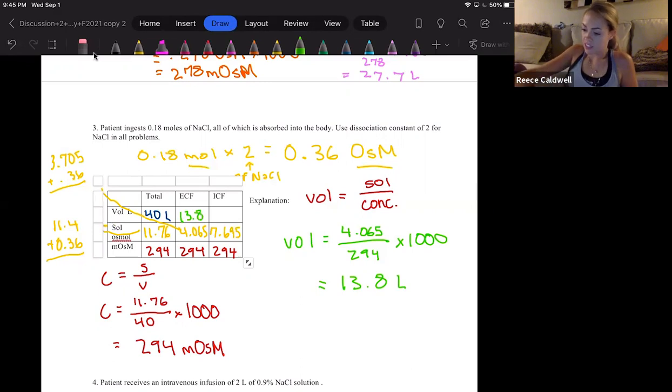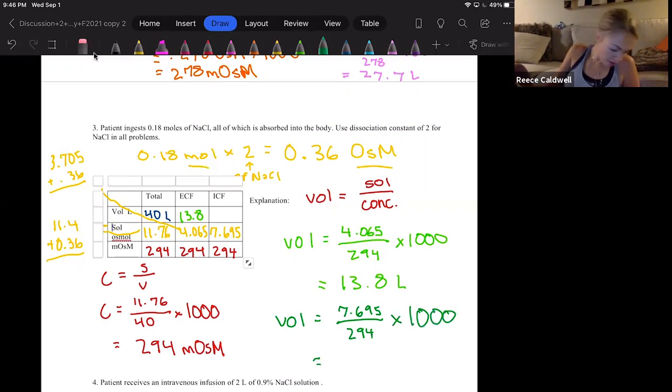We do the exact same thing for that next one. So volume equals solute 7.695 divided by the concentration, the osmolarity, and multiply it by 1000 to put it into liters. And what we will get there is 26.2 liters.